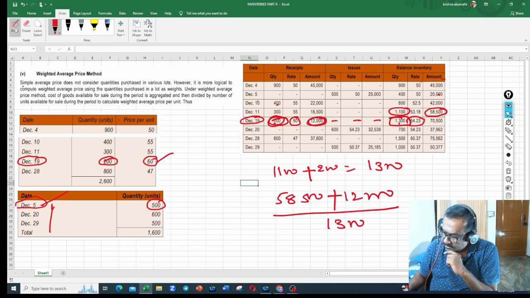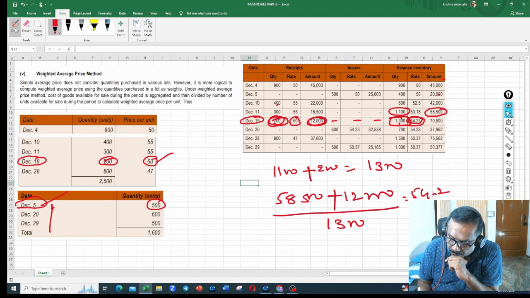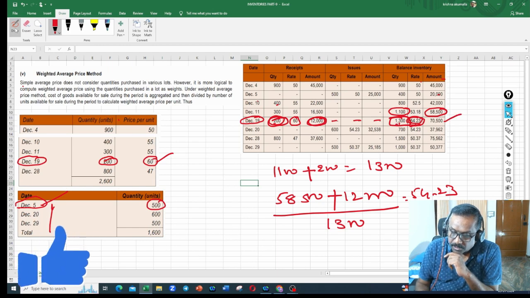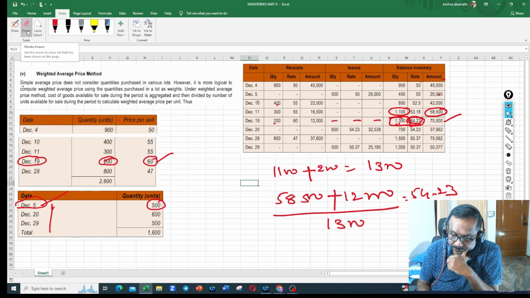Let us see how much it will come. 58,500 plus 12,000 divided by 1300 is equal to 54 rupees 23 paisa. If you do this, you get 54.23. So you have taken 54.23. 1300 into 54.23, you get the closing value. Clear? Right. Next.